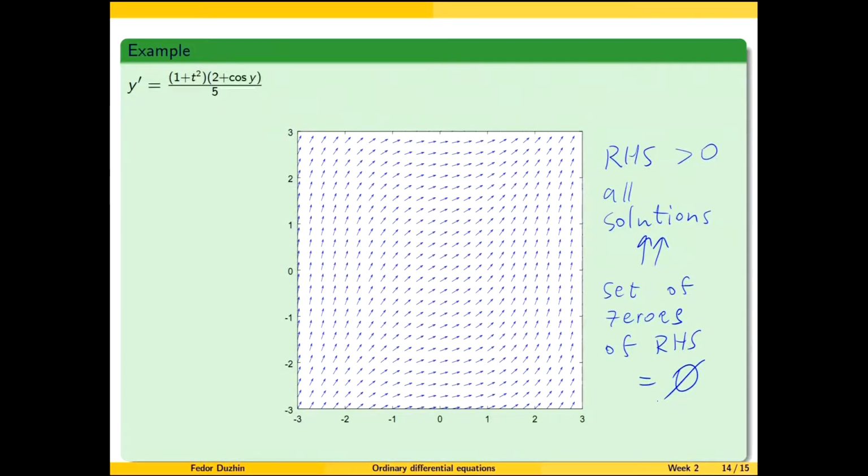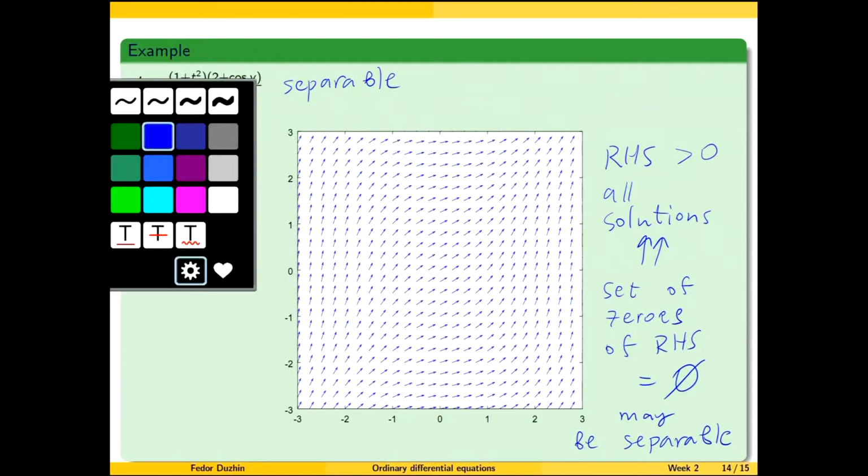And this is consistent with the differential equation being separable. It may be separable or it may not be separable. So by looking at the direction field, we see that yes, it may be separable. And if you look at the differential equation itself, then it is actually separable. But of course, some other differential equation may not be separable.